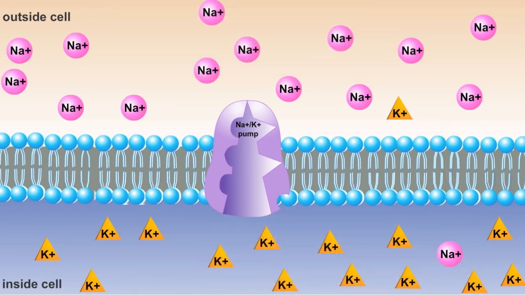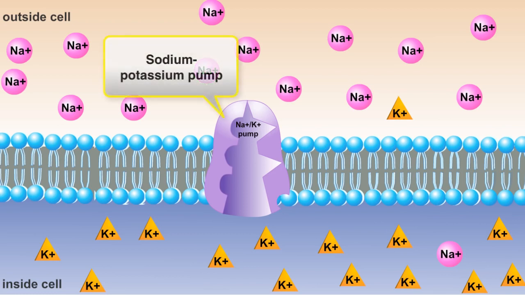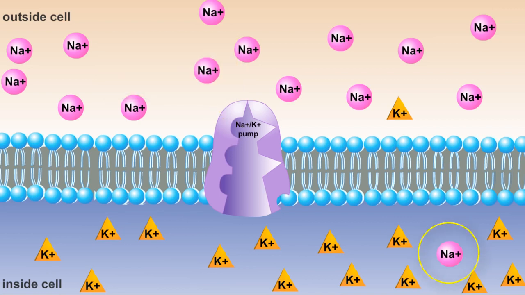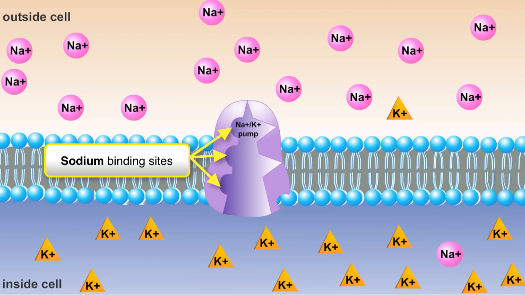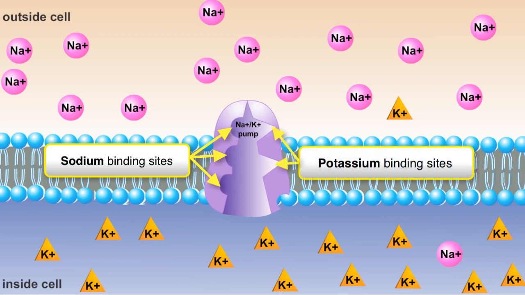This is commonly referred to as against the concentration gradient. One of the more common examples of active transport is the sodium-potassium pump. The job of the sodium-potassium pump is to move sodium ions, or Na+, out of the cell, and potassium ions, or K+, into the cell. Let's take a closer look at how this happens. The sodium-potassium pump has binding sites for 3 sodium and 2 potassium ions.